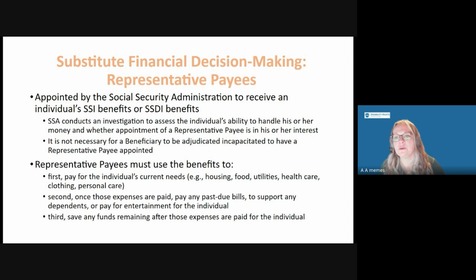And then third, the responsibility is to save any funds after those expenses are paid for the individual. We can go on to the next slide.